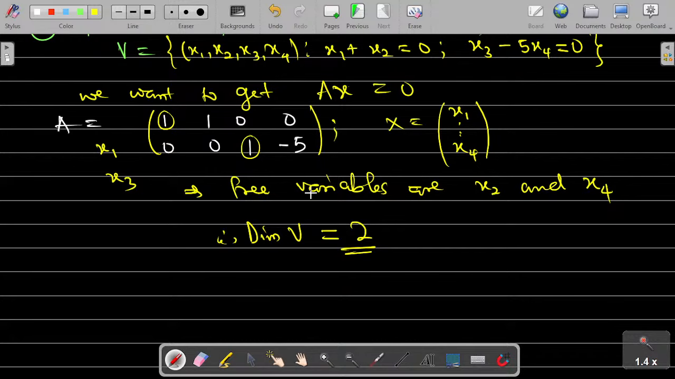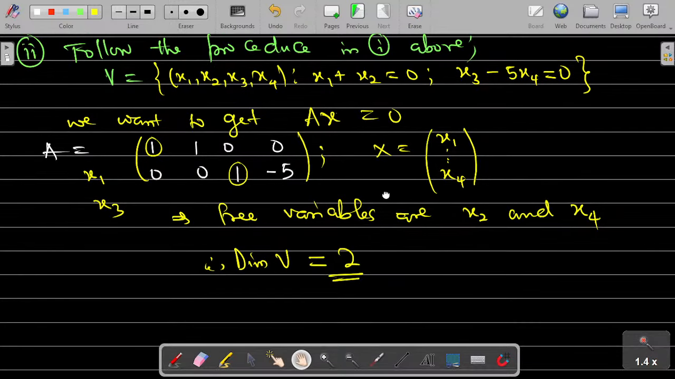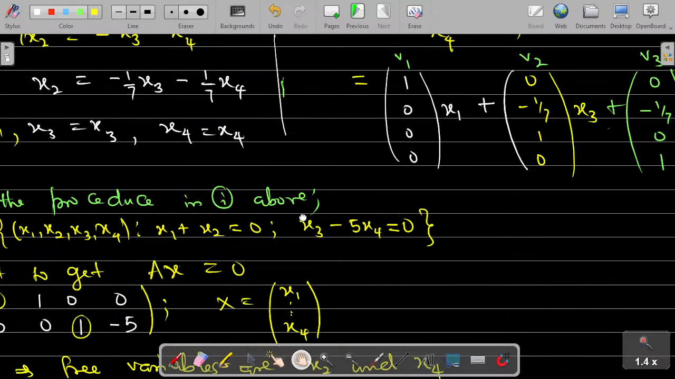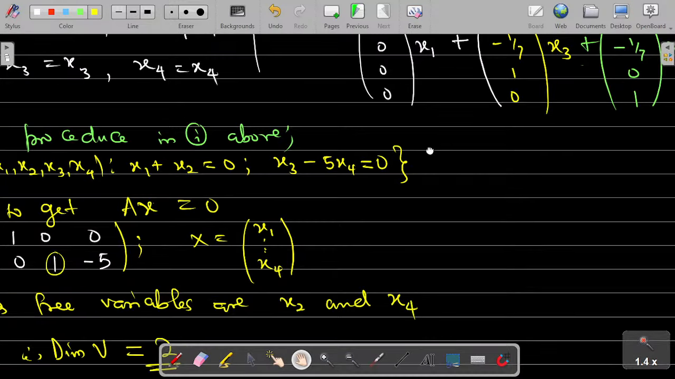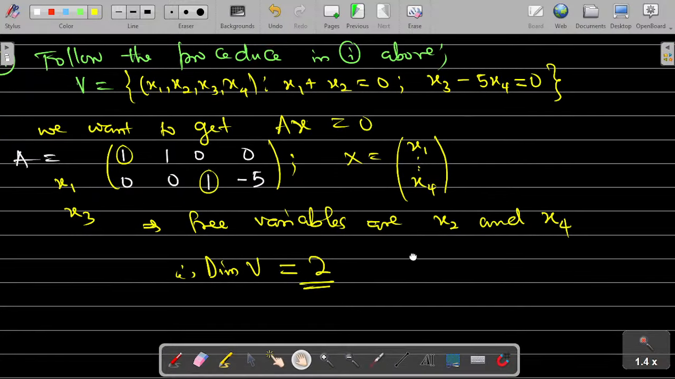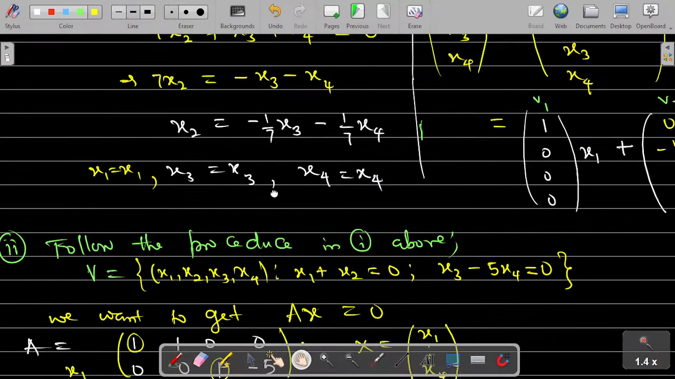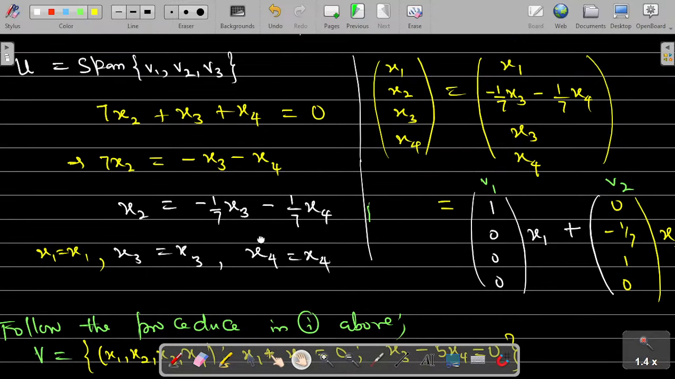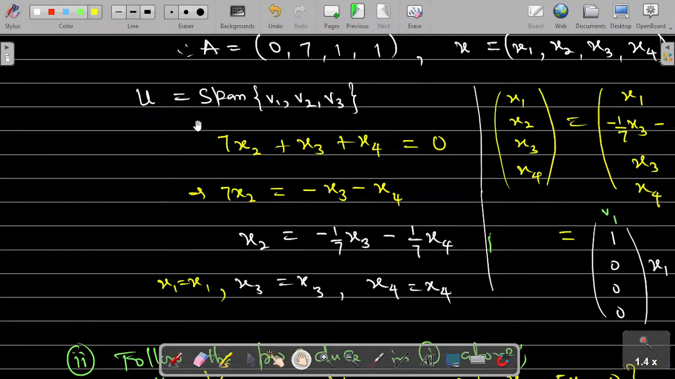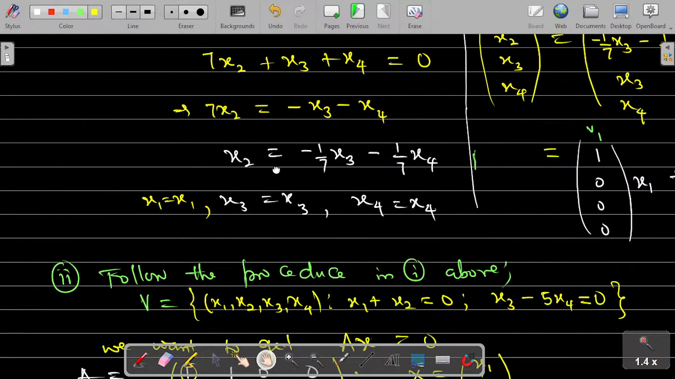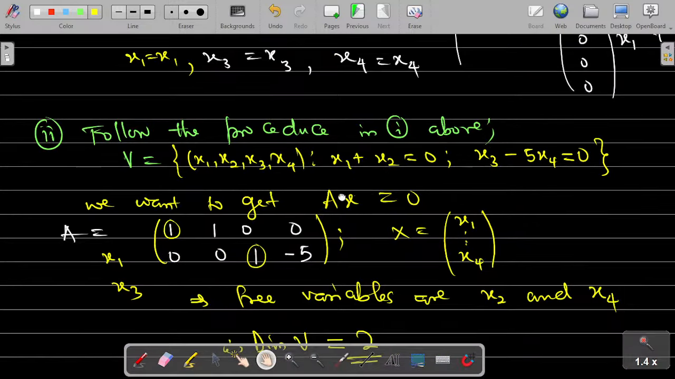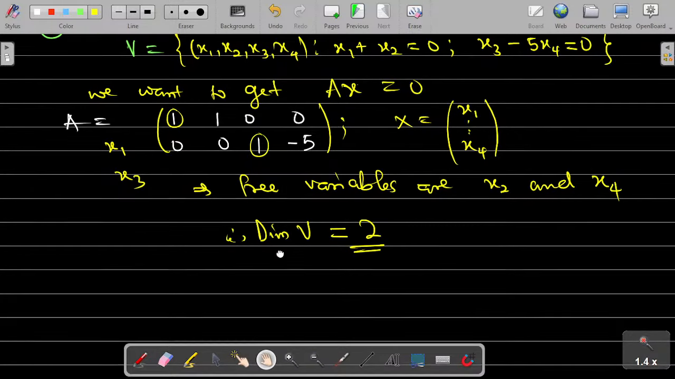All right. Meanwhile, I hope you are aware that these three vectors that we got here, v1, v2, v3, are the basis for null space U. Of course, we wrote it here. Null space U is the span of v1, v2, v3. So v1, v2, v3 that we got here are actually the basis for your U.